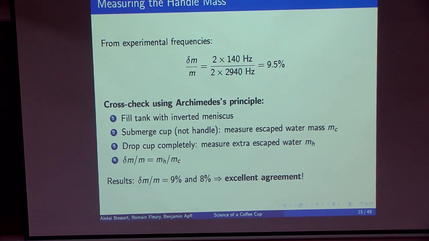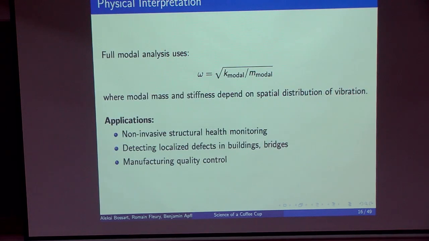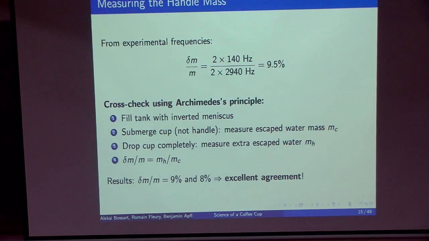And they cross-checked it with Archimedes' principle, that is pretty much that they just submerge the cup, not the handle, and measure how much water escaped, and then they submerge the entire cup. They can compare it to find the percentage of the mass which the handle is holding. A weighing machine won't work, right? You have to cut the handle off. You have to destroy the cup.